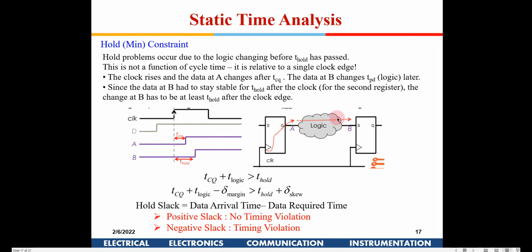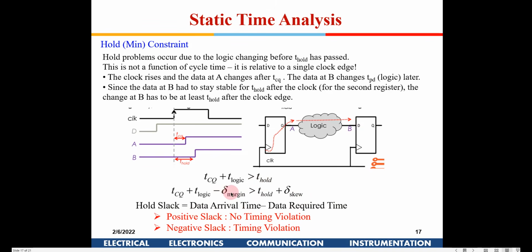TCQ plus T logic has to be greater than T hold, so that we are giving adequate time for this flip flop to capture the data. Then this data can change, and that data will be captured in the next cycle. Again, positive slack will be data arrival time minus data required time. That means the data which is going to arrive here should be later than the hold time here. So you have data arrival time minus data required time, and that is known as hold slack. This will be very clear in the few examples which we are going to see today.